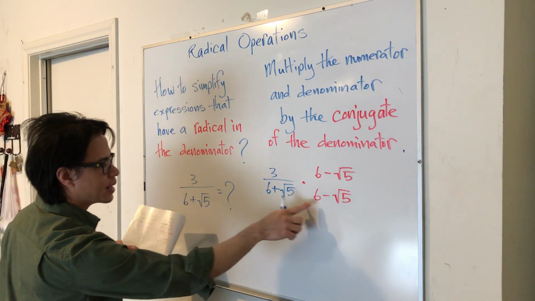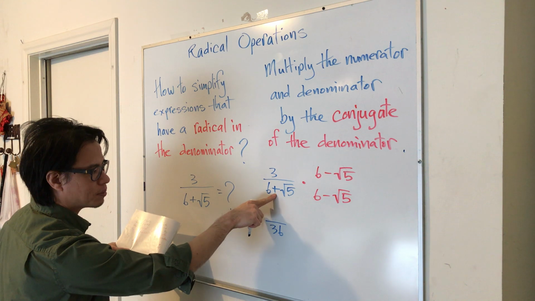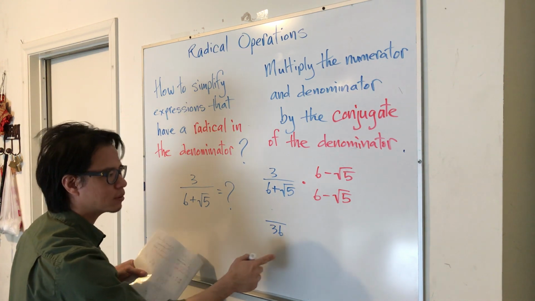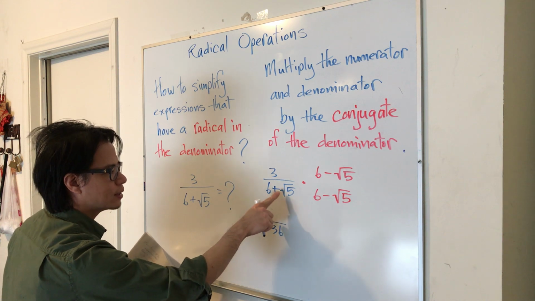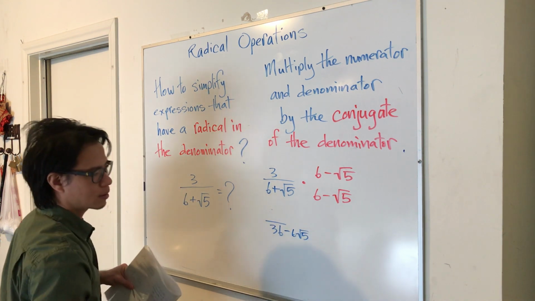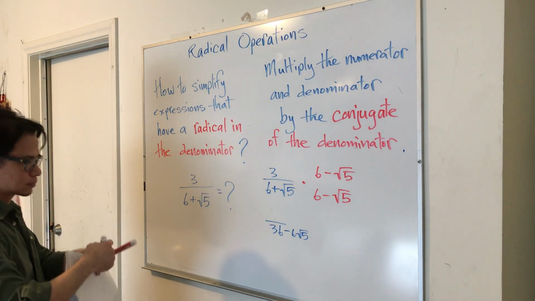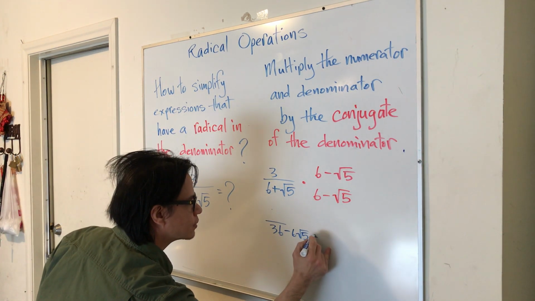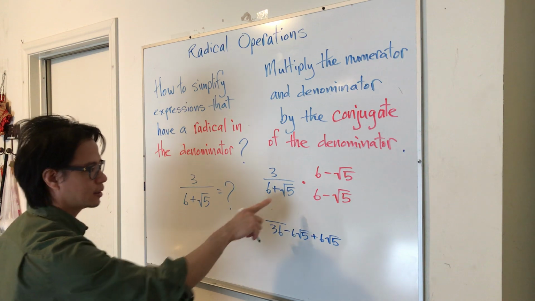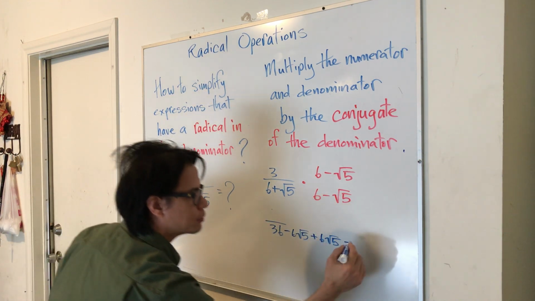Okay, so let's FOIL this. 6 times 6. And then you have a plus and a minus root 5. So the middle term cancels. But let's put it down just so that we'll know what's happening here. Positive times negative is a negative. 6 times root 5 is 6 root 5. And then you have a positive and a positive. 6 times root 5 is 6 root 5. Again, all we're doing here is FOILing. So last term, you have a positive and a negative, which is negative. Square root of 5 times square root of 5 is 5.